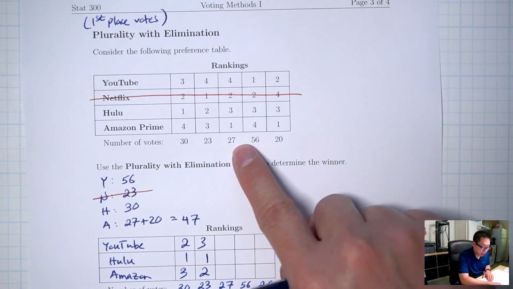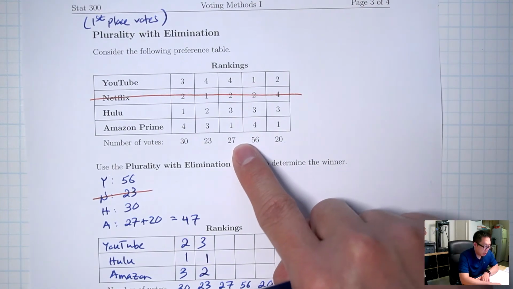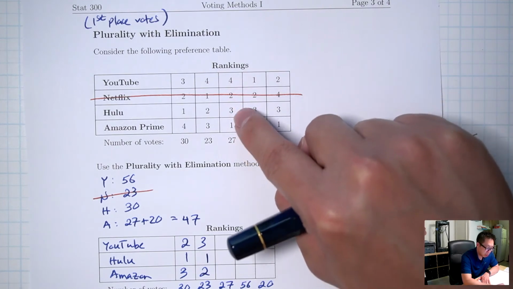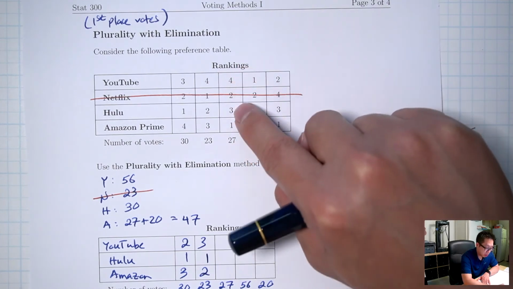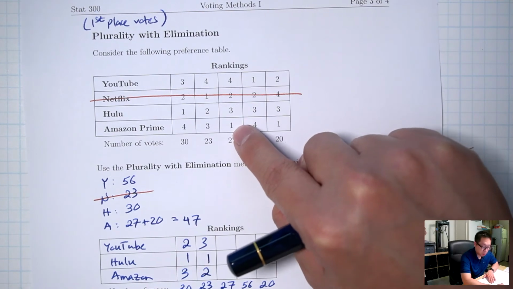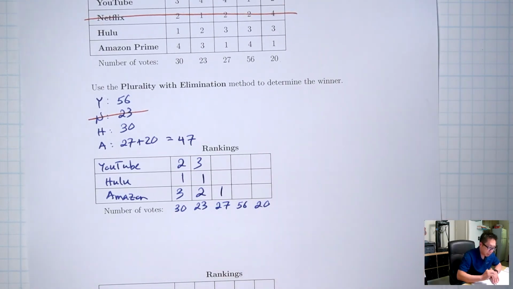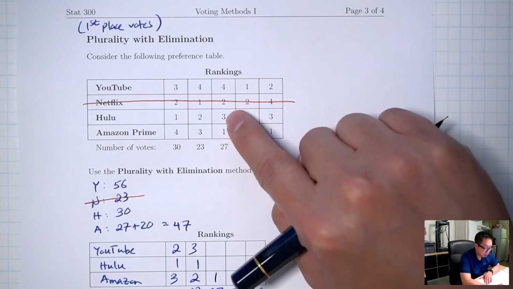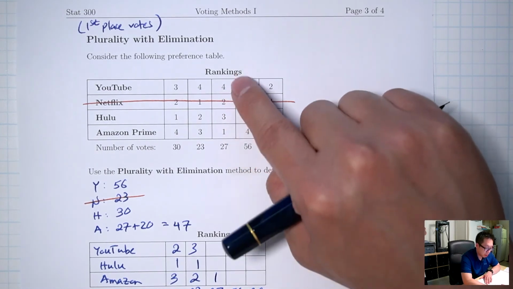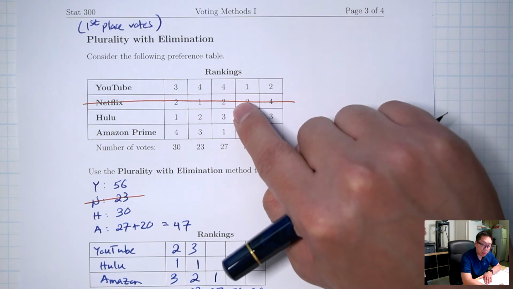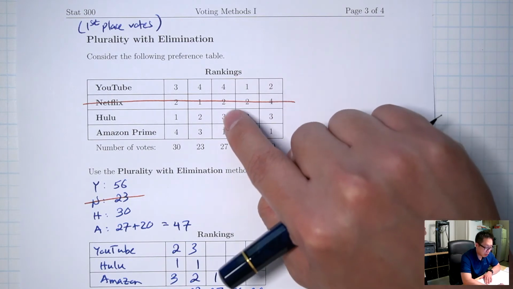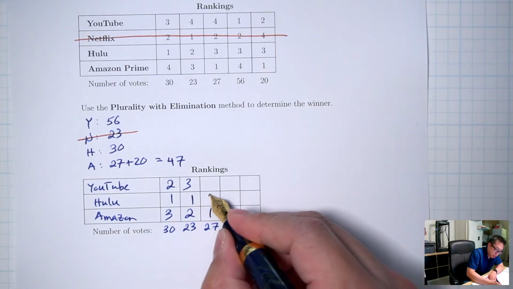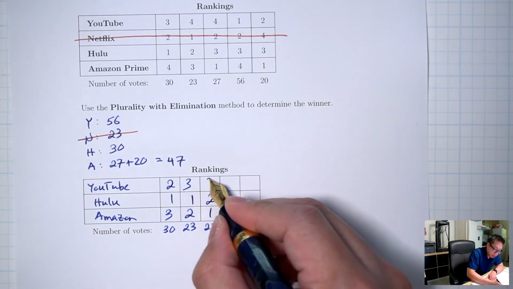Next up is 27. So these 27 people out of YouTube, Hulu, and Amazon, which one do they like the most? So look for the lowest ranking. So it's this Amazon Prime. So Amazon Prime will get 1. After Amazon, who's next? Do they like Hulu more or YouTube? Okay, remember, the lower the rank means that they like it more. So they like Hulu more than YouTube. So Hulu is going to get 2, which means whatever's left will get 3.